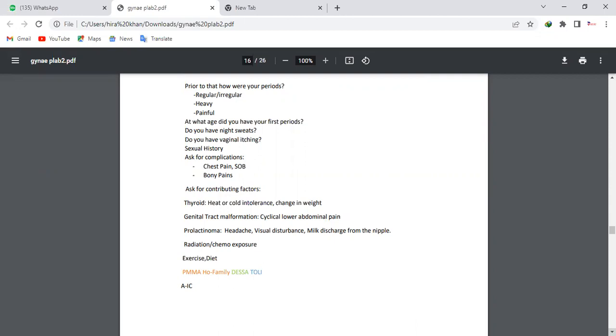Do ask about the thyroid. Ask, do you feel like you have cyclical lower abdominal pain that starts right before your period starts? Then, do you have any headache and visual problem? Have you noticed any discharge of milk from your nipple? All right, do you have any previous exposure to radiation or any history of chemotherapy? And then ask about exercise and diet as well.